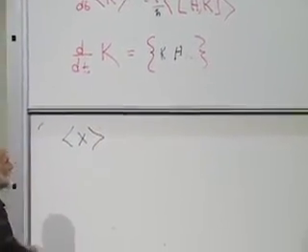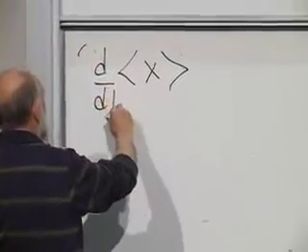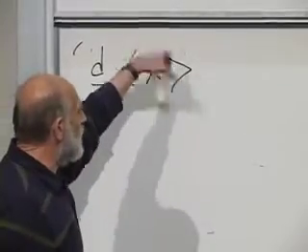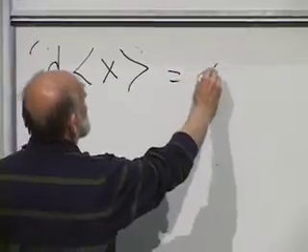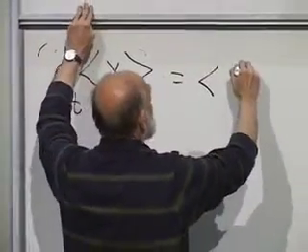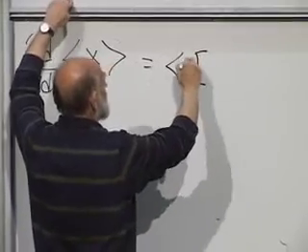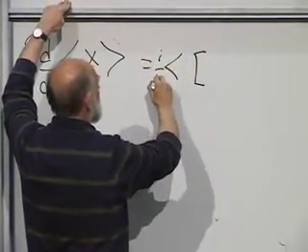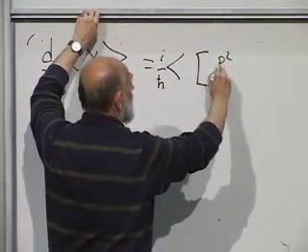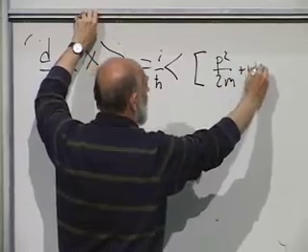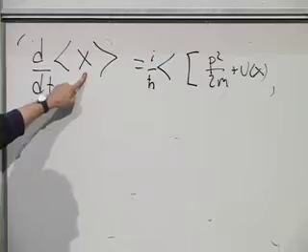The average of x changes with time. This is d<x>/dt. We don't have to stick in the wave functions now and do the whole thing. We know it's just equal to the expectation value of the commutator of, well, it's i over h bar, commutator of H, which is p squared over 2m plus u of x, that's H, with K, and K is just x.